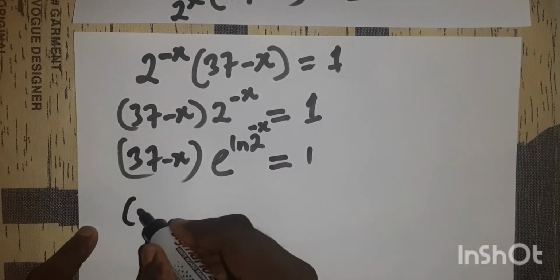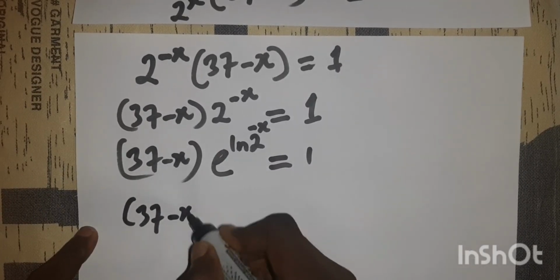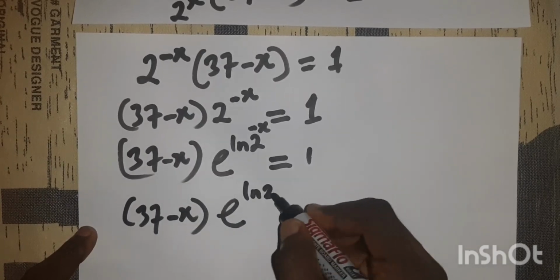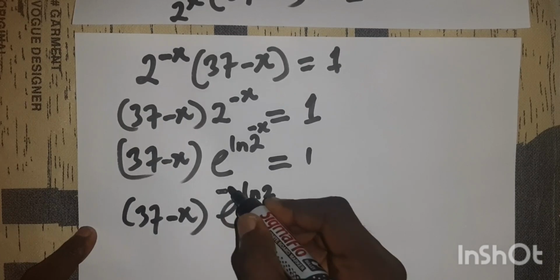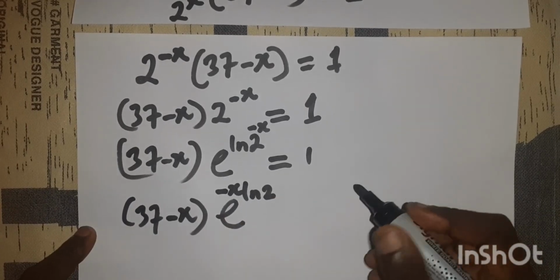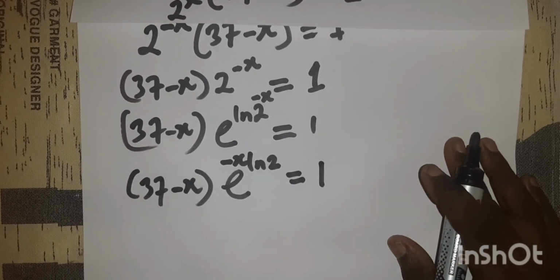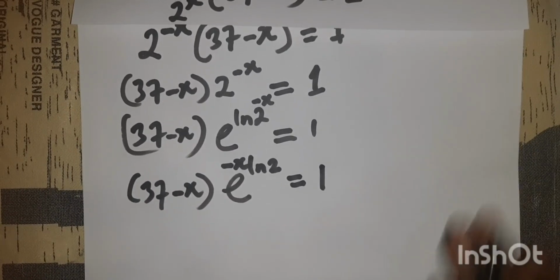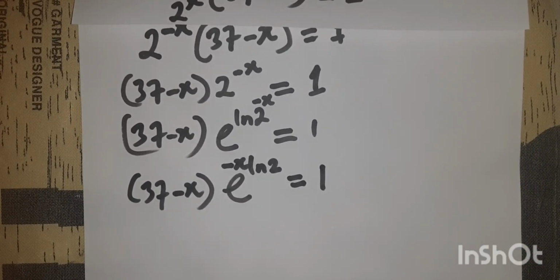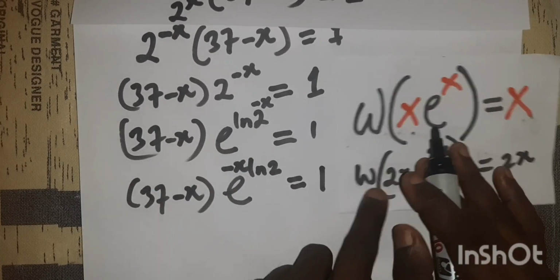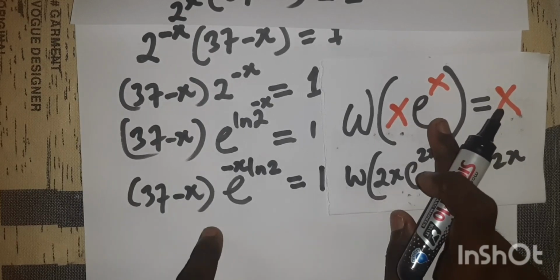Then from laws of logarithm, the power for 2, which is minus x, can come over here. So we now have 37 minus x. We now have e to the power ln of 2, and then the minus x comes here. So minus x, we're still on the right track, equals 1. And then our aim is to make sure that we have the equation in this form, the left hand side, and we are almost there.